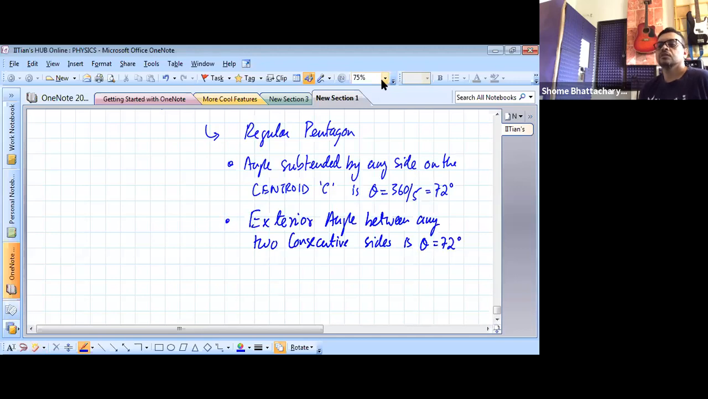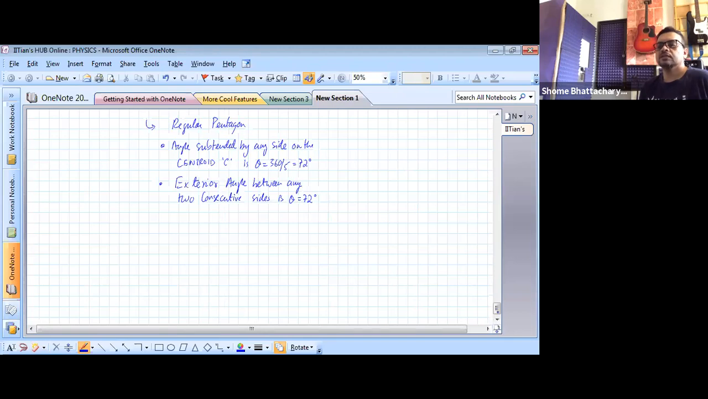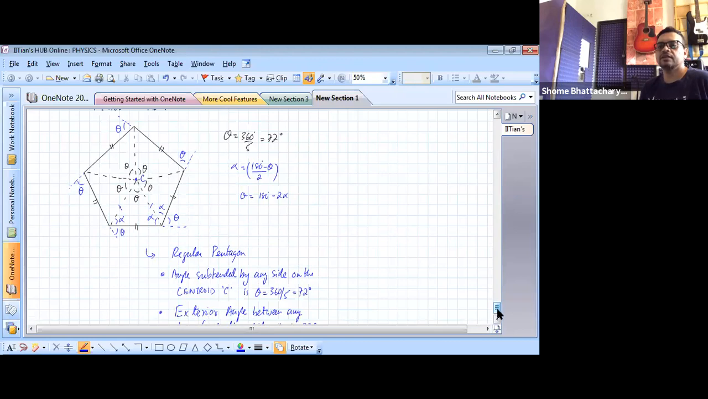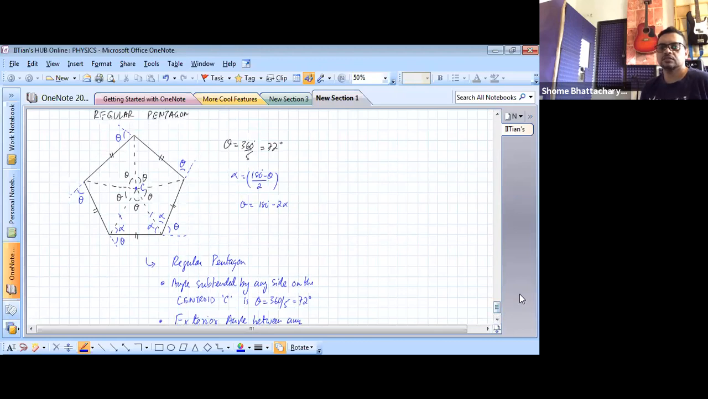So just make a note of this fact first about the regular pentagon, and then we will see how we can connect this concept with the question we have in hand, which is about the 5 vectors. Now you can see how we can connect question 12 with this concept and try and come up with a solution.